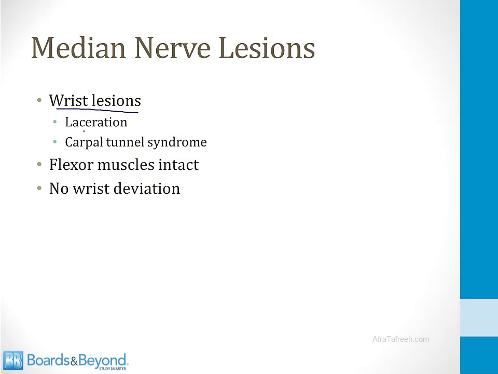At the wrist level, a laceration of the wrist from trauma can cut the median nerve. In addition, many patients develop the carpal tunnel syndrome, which involves median nerve dysfunction at the level of the wrist. And I talk about this in much more detail in the video on the wrist. When you have a wrist lesion, the flexor muscles in the forearm will be intact, so you won't see any of that wrist deviation we talked about earlier, but you will see all the findings in the hand that we described for median nerve lesions.